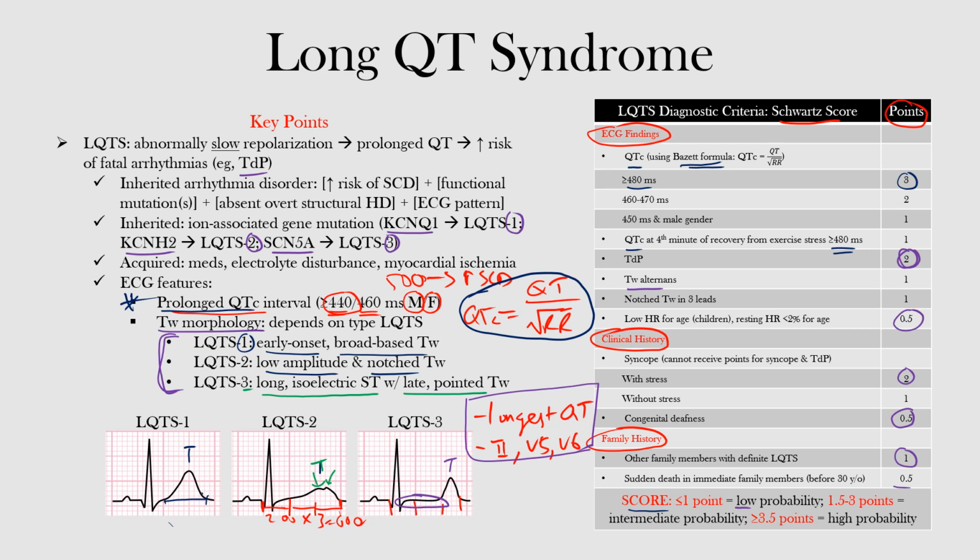Then we mentioned the Schwartz score, which was a way to help give us the likelihood and help to make a diagnosis of long QT syndrome. It's a point-based system, and remember, if you have a score that's equal to or greater than 3.5, it makes the diagnosis of long QT syndrome more likely, but still not diagnostic. Remember, you need that increased risk of sudden cardiac death, and hopefully that makes sense. Well, that's the end of this lecture. We discussed long QT syndrome, including its pathophysiology, 3 different types, and their respective EKG features, as well as diagnostic criteria. I hope you learned something.